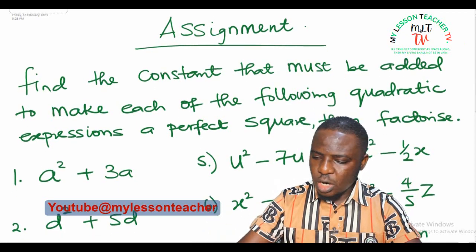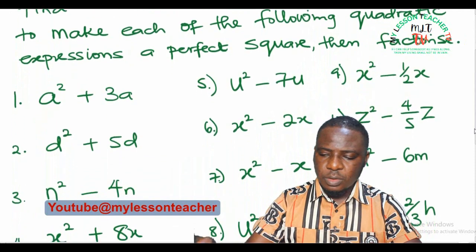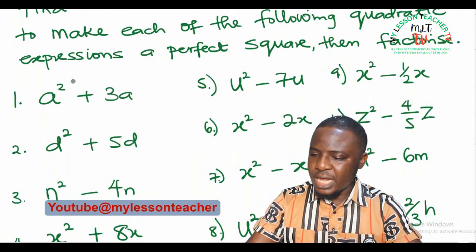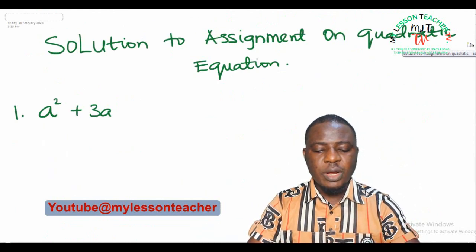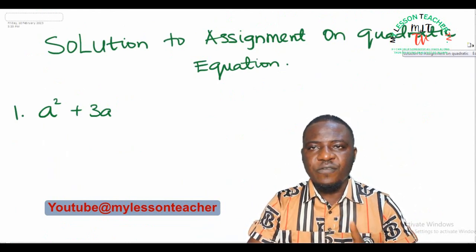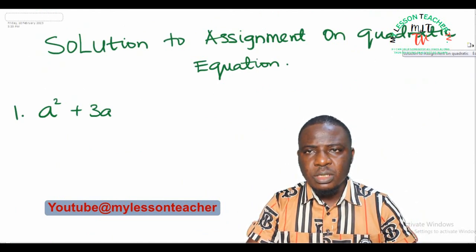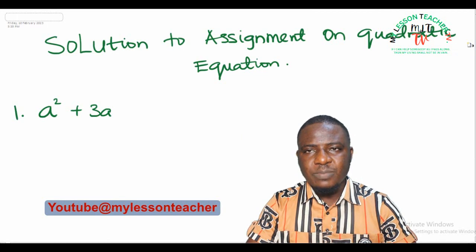In today's class, we shall be solving the assignment I gave you at the previous class. Question 1 says a squared plus 3a, that we should find the solution. Now what we have to do is to first of all look for that constant term that when added to this expression makes it a perfect square. This is a two-term expression. We need to make it a three-term expression. And what did we say is that third term that when added to this expression makes it a perfect square?